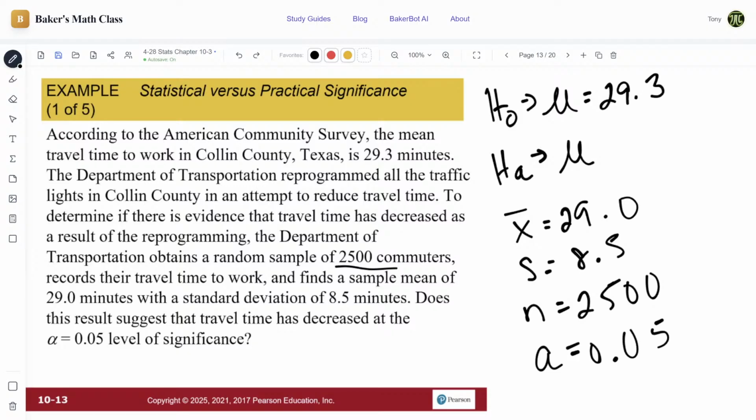And my alternate hypothesis? Nope, remember, the null hypothesis and alternate hypothesis have to be the exact same number. The only thing that changes is less than, greater than, or not equal to. In this case, they want to know, has it decreased? So it's going to be less than. Yeah, these two numbers there always have to be the same.